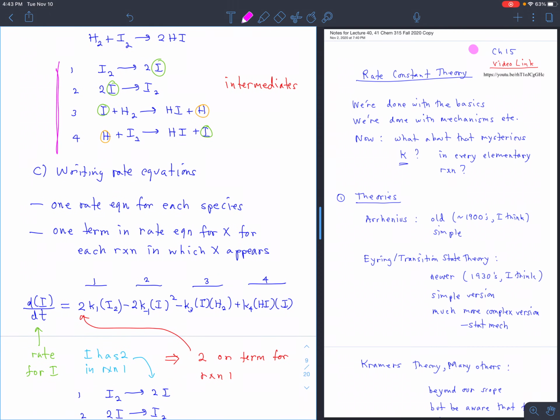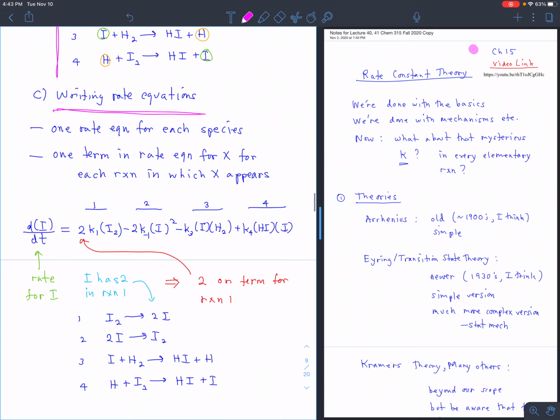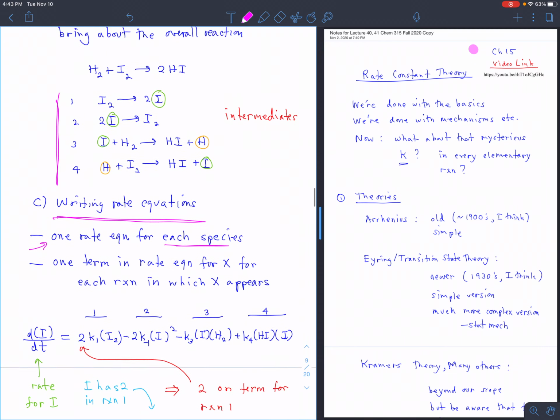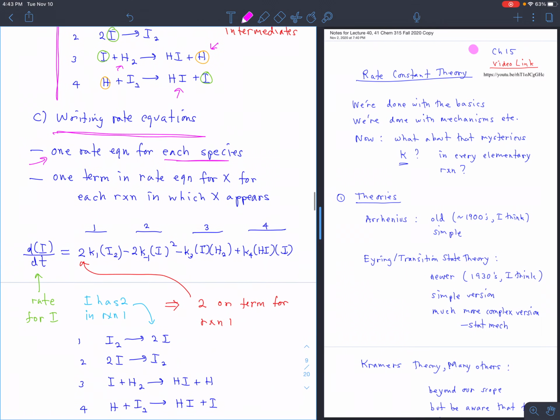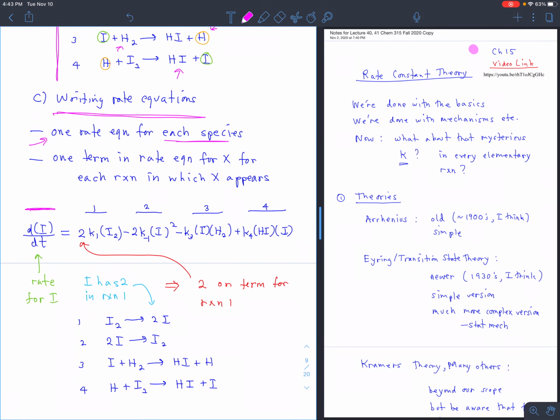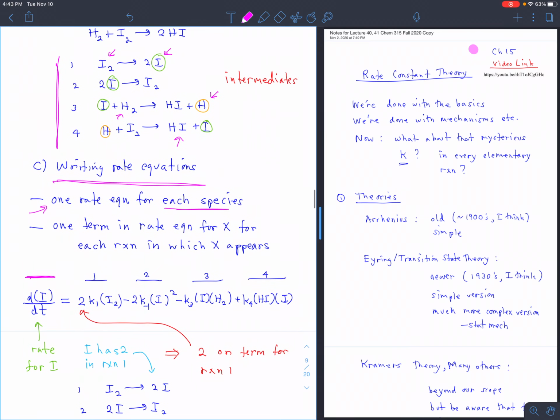We will use this mechanism, as we've used in the other case, to illustrate the process of writing the rate equations from a mechanism. So there's one rate equation for every species in the mechanism. In this case, for example, there's one for I2, there's one for I, there's one for H2, there's one for H, and there's one for HI. Just to take one of those, let's take the one for the intermediate, the I atom concentration. The rate of change for that would be a term from, so notice I've got them circled in green here. All the I atoms appear in every single reaction in the mechanism.